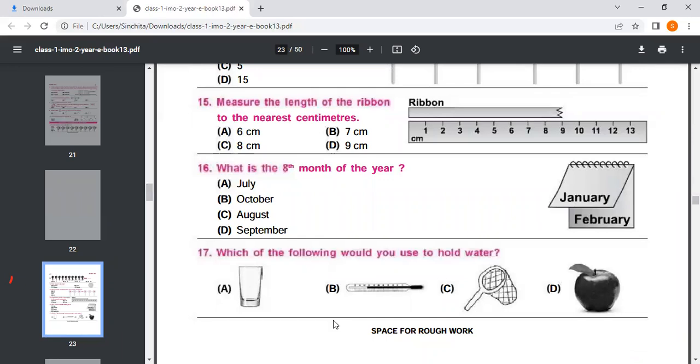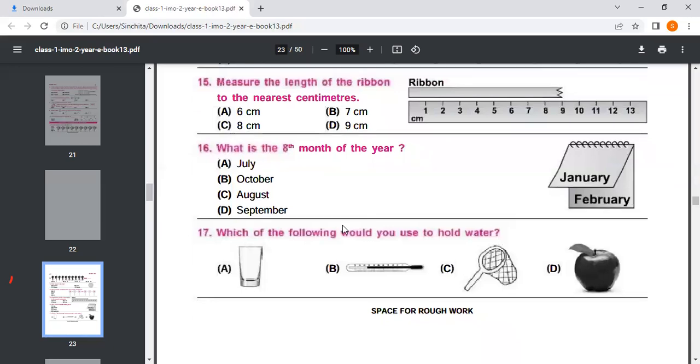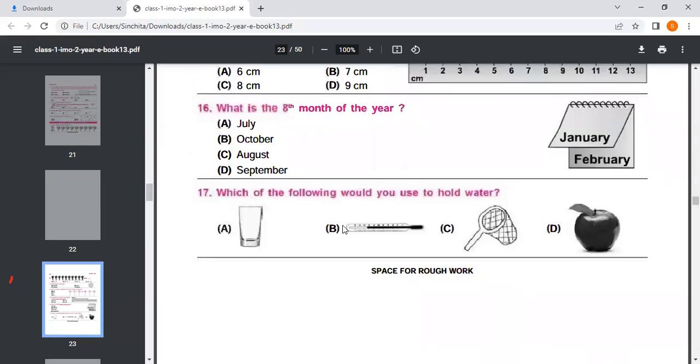Measure the length of the ribbon. Ma'am, 9 centimeters. Very good. Excellent. Okay, now tell me number 16. What is the 8th month of the year? Okay, ma'am, I'm sorry. 1st, January.